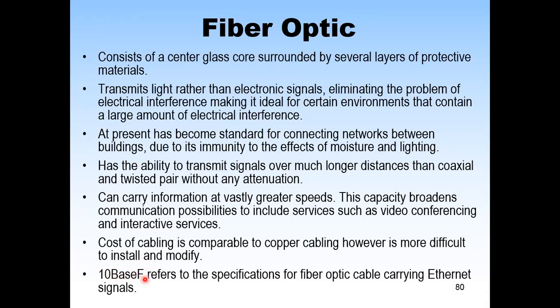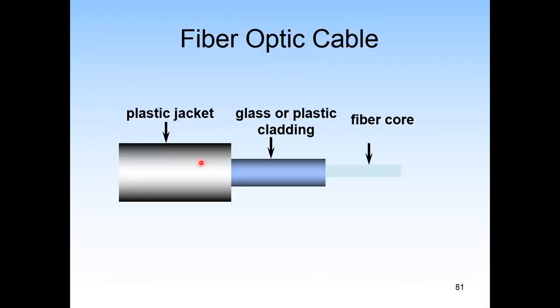10Base fiber optics carrying Ethernet signals. In fiber optics, you have plastic jackets, then clad. These two are there to reduce interference and any type of noisy effects, and this is the fiber core, in which data travels in the form of refraction.